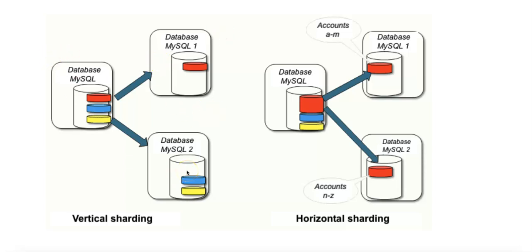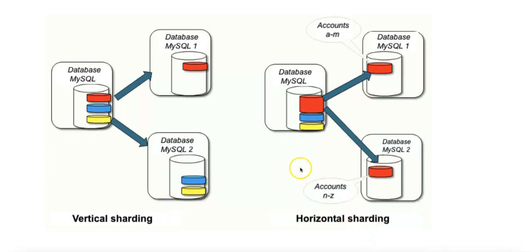Each shard contains a subset of the total data, and the combined shards represent the entire original dataset. And there are two main types of sharding: vertical sharding and horizontal sharding.